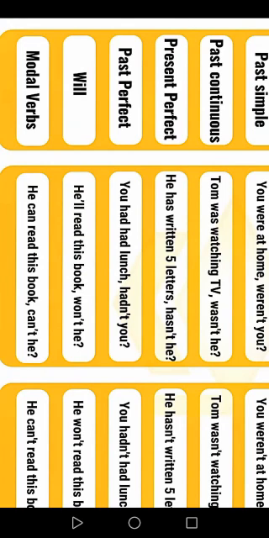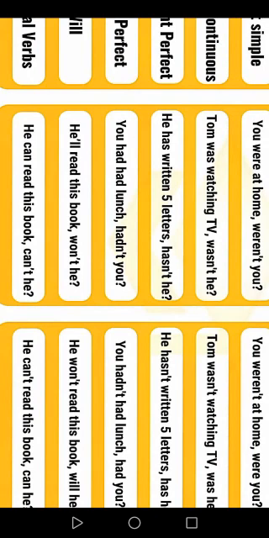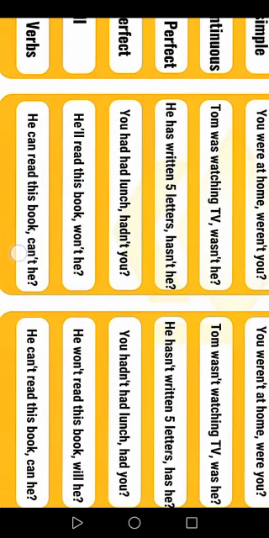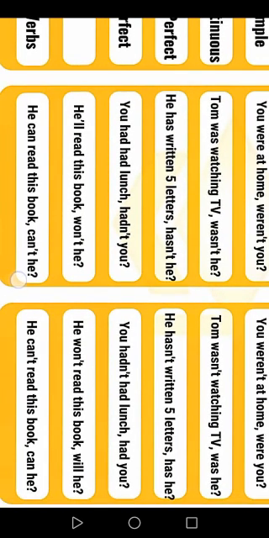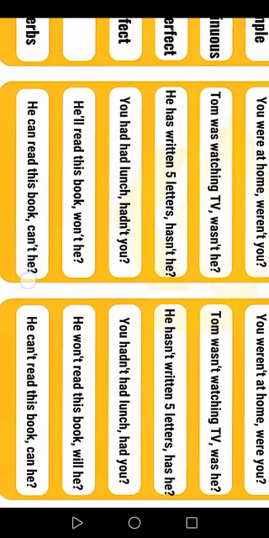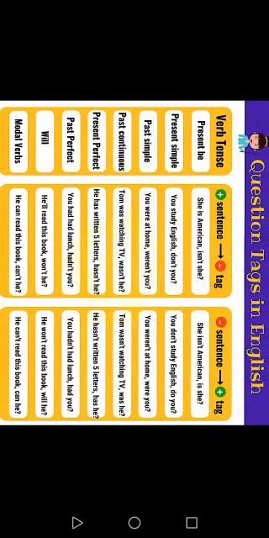The last tense, modal verbs. Here, he can read this book, can't he? Can't is an auxiliary verb, a modal, plus he, a personal pronoun. On the right, he can't read this book. Can he? Now I think it's very clear.